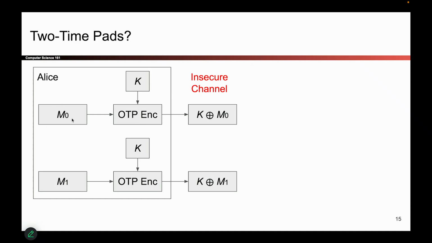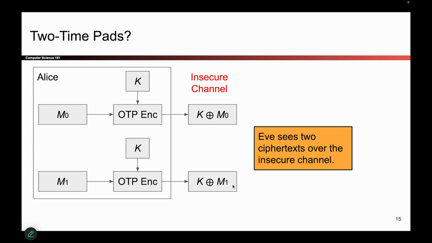So here's your first message. You encrypt it with the key using your XOR one-time pad encryption algorithm, and you get K XOR M0. This means the attacker can see K XOR M0. And then later, you take the message M1, you encrypt it with the same key because you're lazy, and you get K XOR M1. And again, the attacker can see this value because this is the ciphertext that you send. But now we have a problem, because if Eve sees this message, and she also sees this message, our proof from before doesn't quite apply anymore.